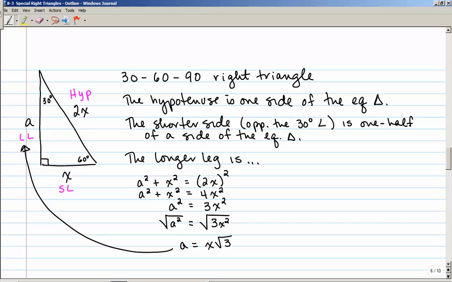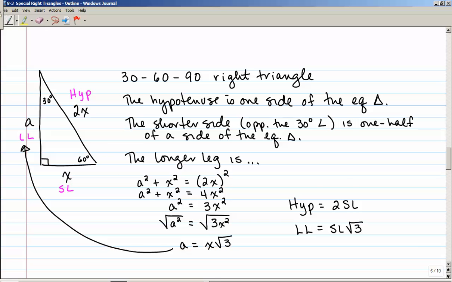Okay, so let's come up with some formulas for this. So notice that the hypotenuse is 2 times the length of the short leg. Whatever the short leg is, in this case it's x, the hypotenuse is double that. Okay, and my long leg, which I designated by a, my long leg is equal to the short leg, which is x, times the square root of 3.